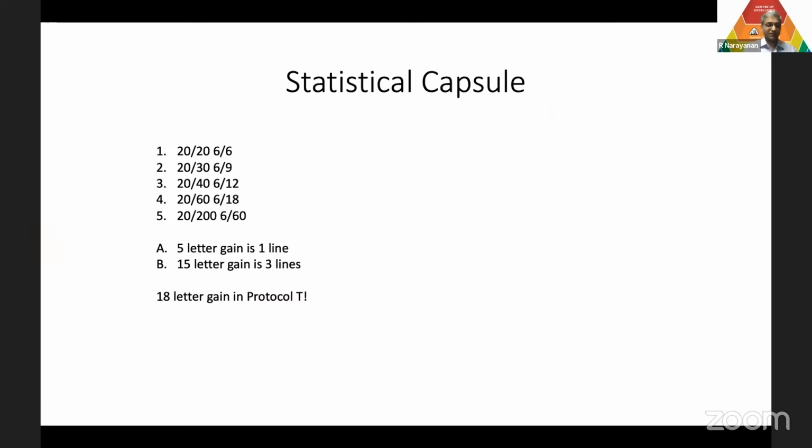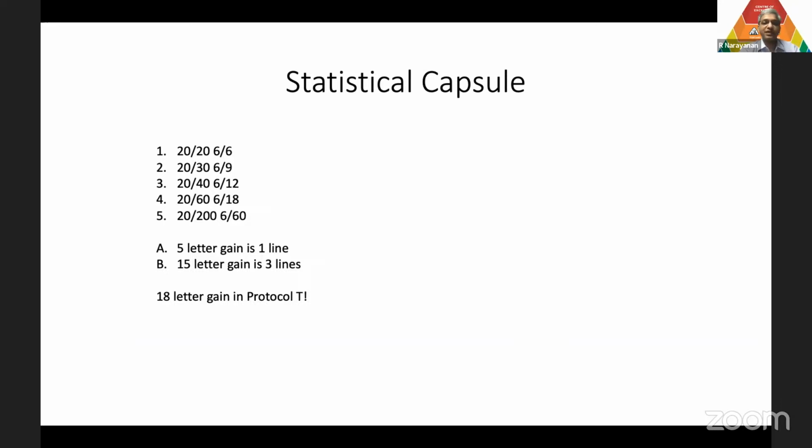Now, this is a capsule. I just want you to make notes out of this capsule. It's simple mathematics. Now, in British style, it is 6/6, 6/9, 6/12, 6/18. I'm not going to ask what the numerator means and what the denominator means. We should all know about it. But the American style is 20/20, that is 20 feet. 6 meters is 20 feet. So the way they write is 20/20, 6/6. Okay. Now what is 20/40?